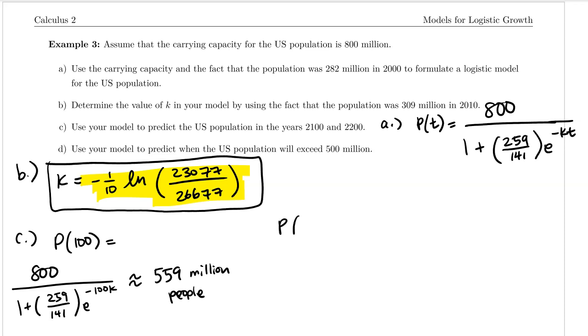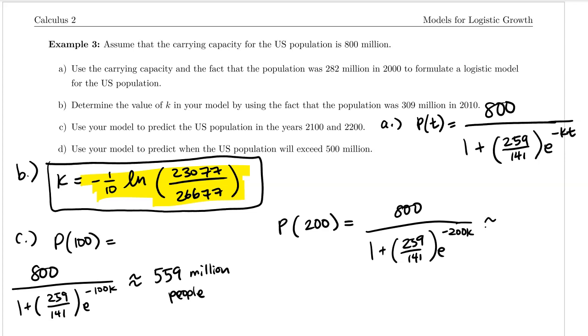And then the second part, if we're looking for the population in the year 2200, that's 200 years after 2000, so we're doing essentially the same thing. And now our t value is 200, so this would be negative 200 times k. And if you threw that into your calculator, this is approximately 727 million people.